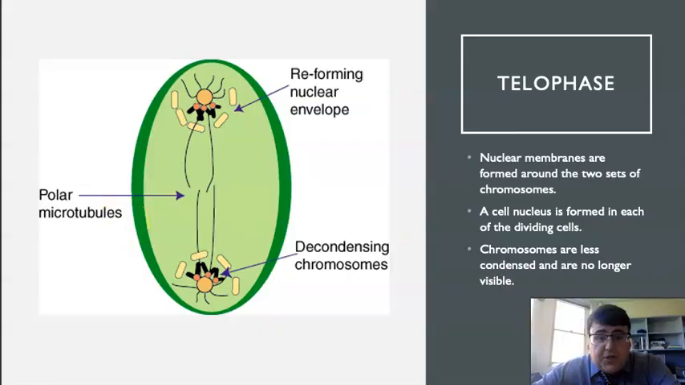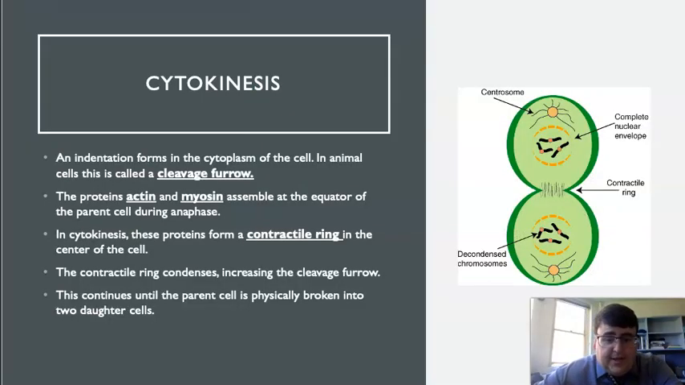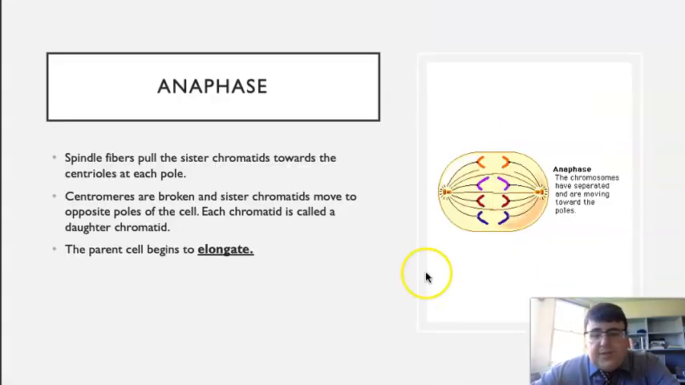Now that we've finished mitosis, though, we do move into the stage called cytokinesis. Now in cytokinesis, we have to go back to anaphase for a second, because in anaphase it's also important to note that during anaphase 2 proteins have assembled at the equator of the cell while the chromatids are being separated, and that's actin and myosin. So in this stage here, along the equator of the cell, we have actin and myosin starting to appear.